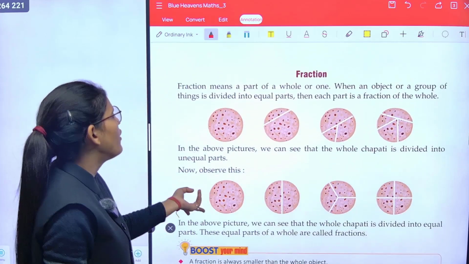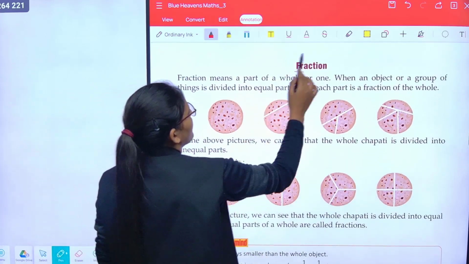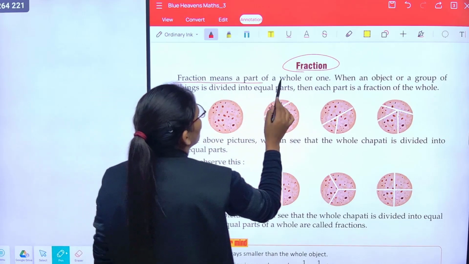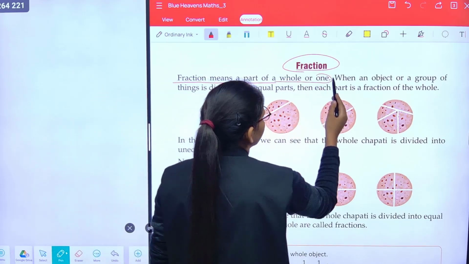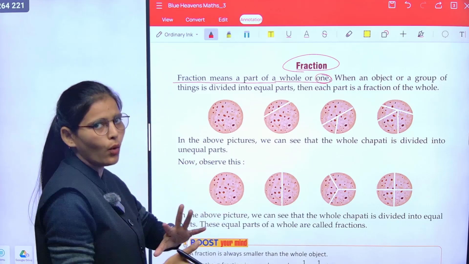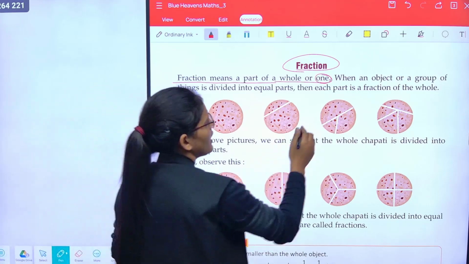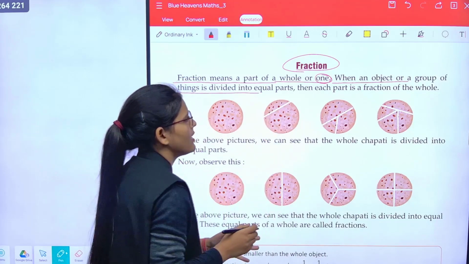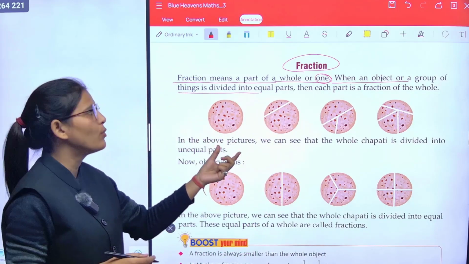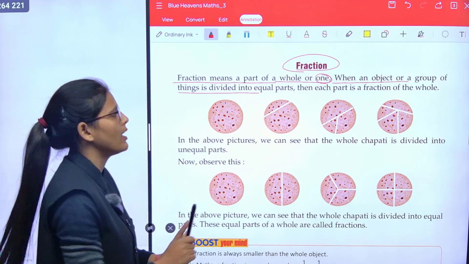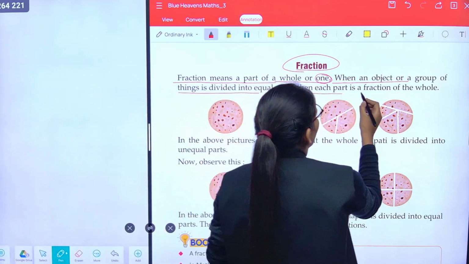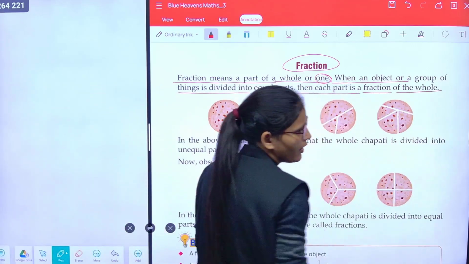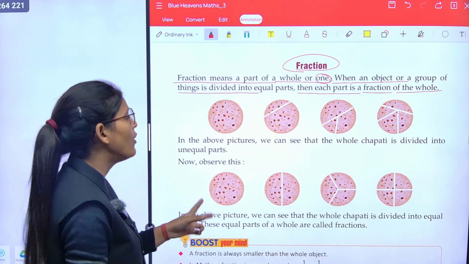Now fraction. What is a fraction, class? Fraction means a part of a whole or one. When an object or a group of things is divided into equal parts, अब हम किसी भी ऑब्जेक्ट को या ग्रुप को डिवाइड करते हैं इक्वल पार्ट्स में, then each part is a fraction of the whole.